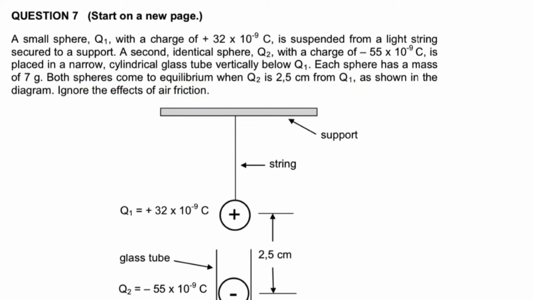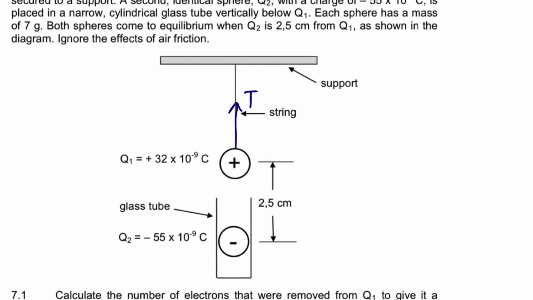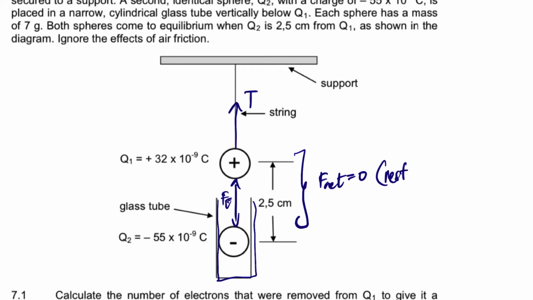Ignore the effects of air friction. Guys, this Q1 is positively charged, and is supported by that tension. There's a tension force that it experiences there. And then there's another charge here in this tube, which is negatively charged. There's an electrostatic force between the two, and these two guys are at equilibrium, which means they are not moving. They are at rest, both of them, at this distance.